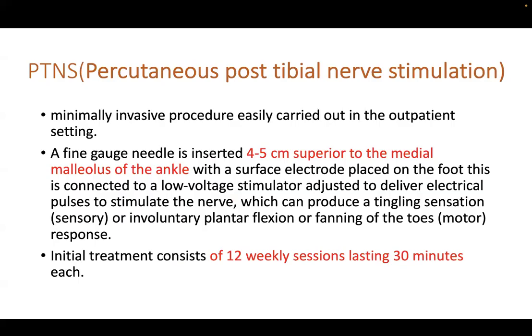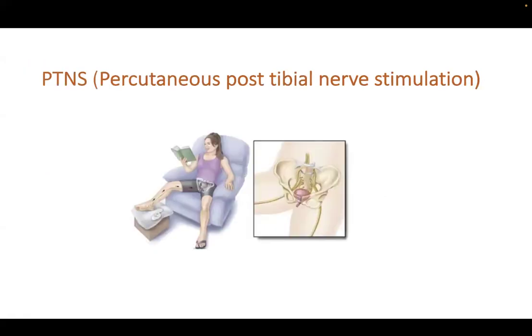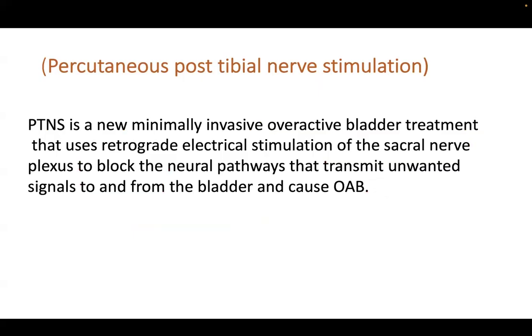Where the electrode is inserted in percutaneous posterior nerve stimulation, it is 4 to 5 centimeters superior to the medial malleolus of the ankle. And initial treatment consists of 12 weekly sessions lasting 30 minutes. Actually, all these details are not important for part 2. This picture shows percutaneous posterior nerve stimulation. Only botulinum toxin is very much important. This nerve stimulation is only for your understanding, it is not so important.